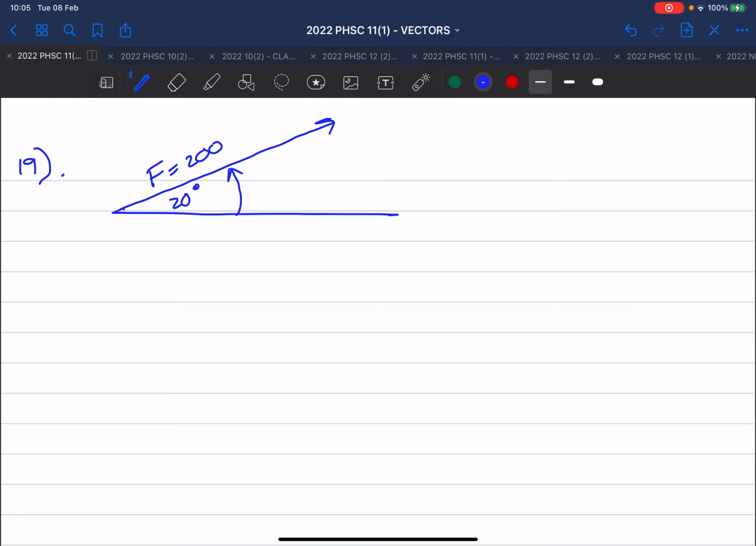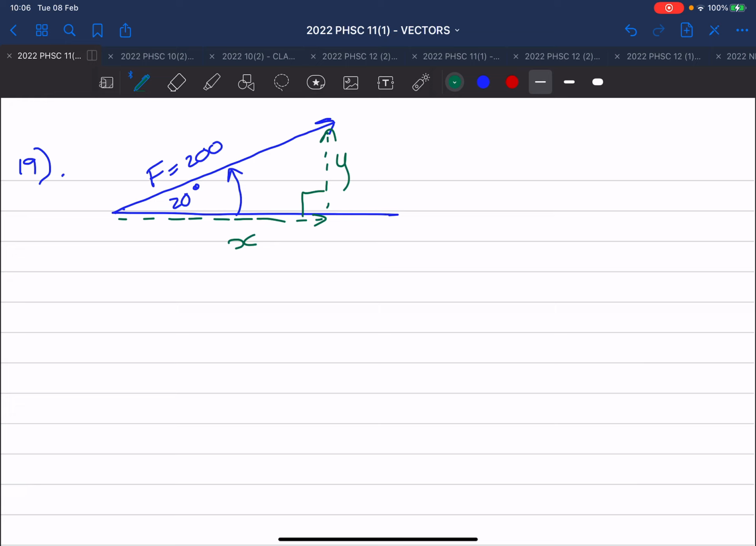Not finishing clockwise at 20 degrees. It's to the horizontal. Calculate its horizontal and vertical velocity components. So you're going to split it up into its x component and its y component. We call them perpendicular components, so they make a 90 degree angle.